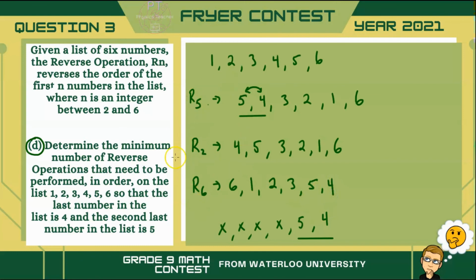So it took 3 operations to get the desired result. You can't do it in any less number than 3. However, there is a different 3 operations that will give you this same result.